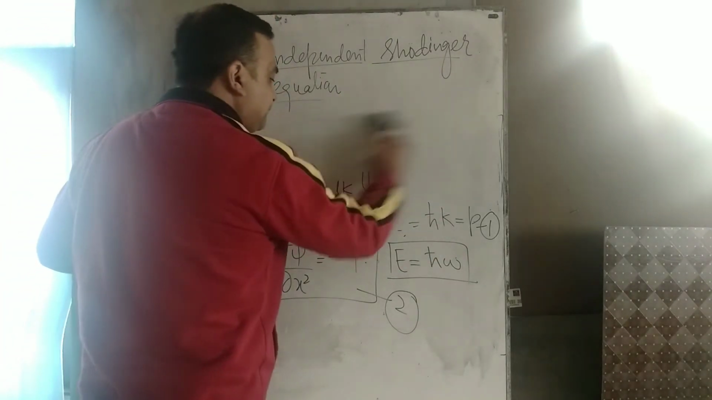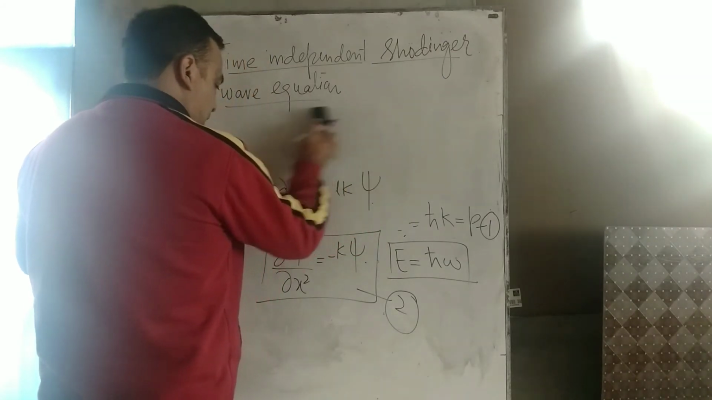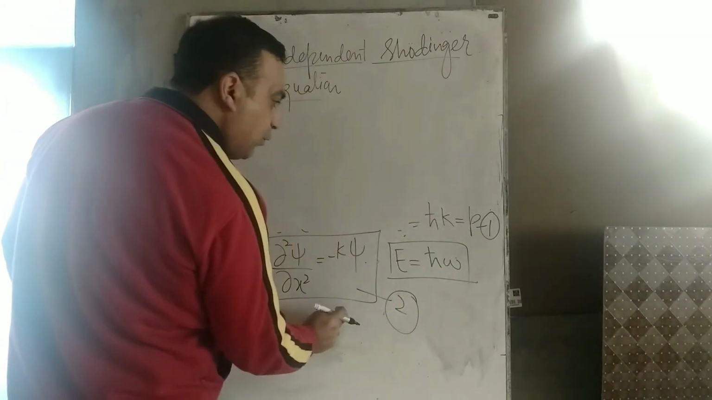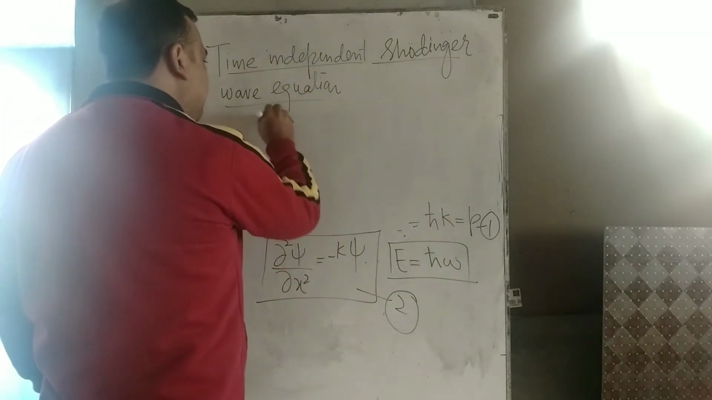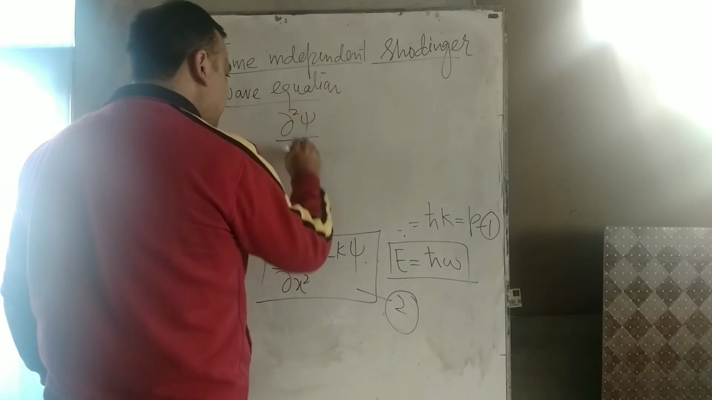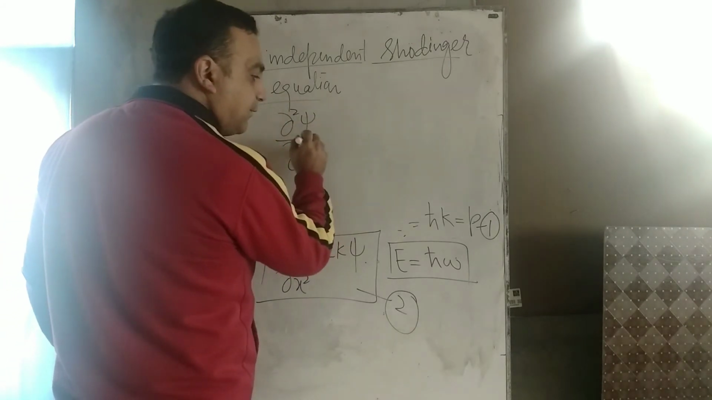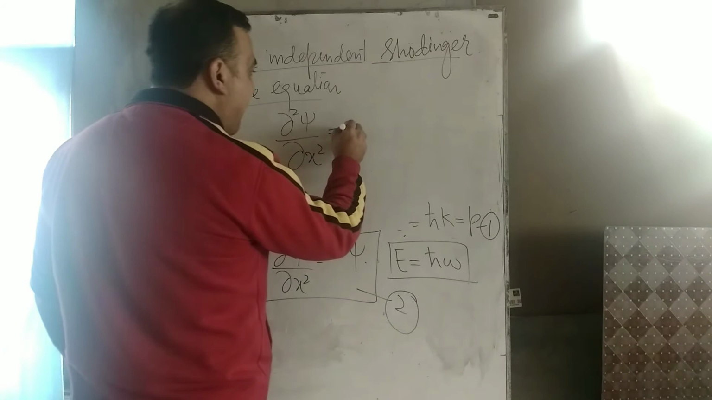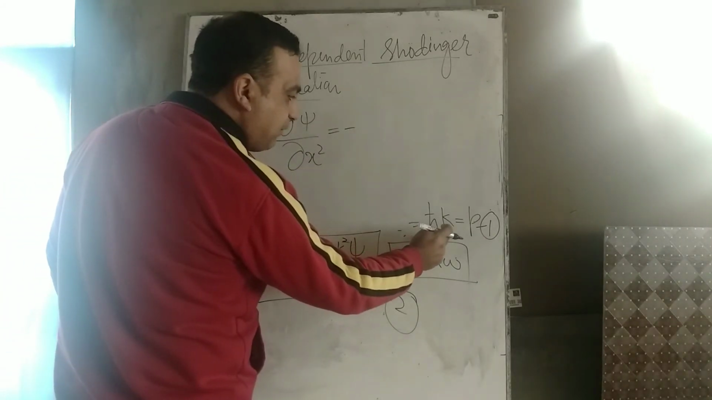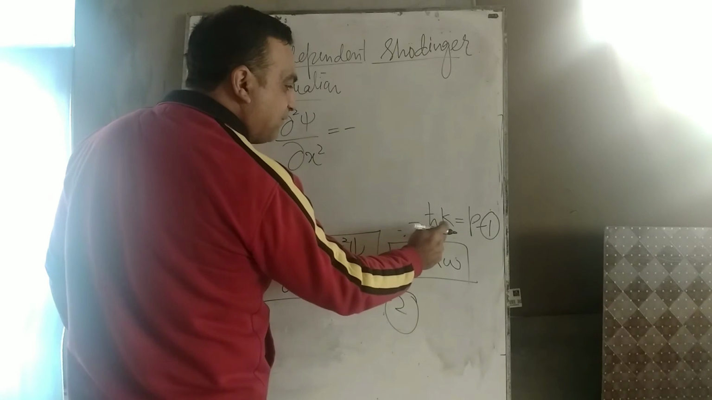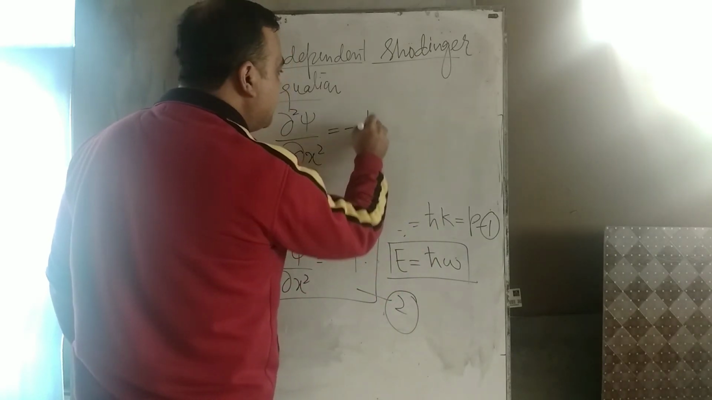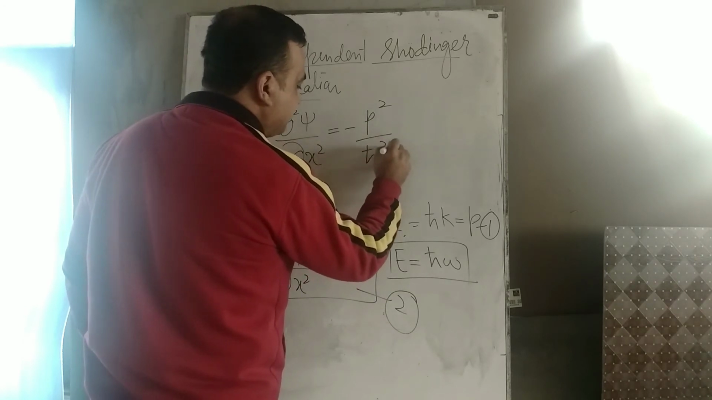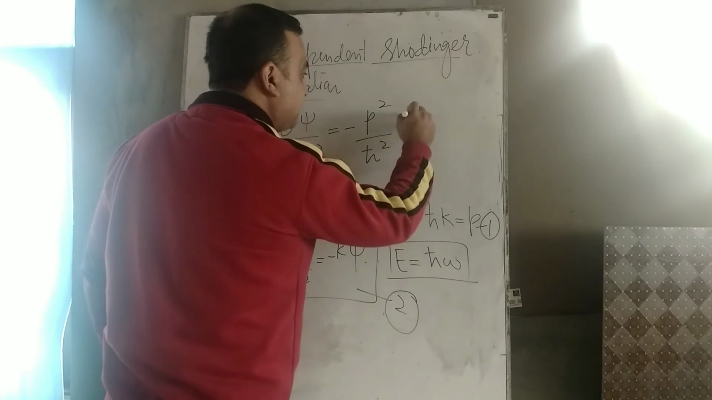Now moving on, and using the value of this k in this equation, what we will get is del 2 psi upon del x2 is equal to minus square of this k. What will be the square of this k? Square of this will be p square divided by h bar square, and psi.